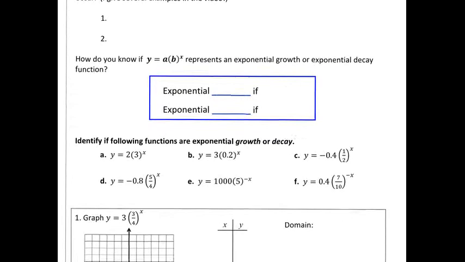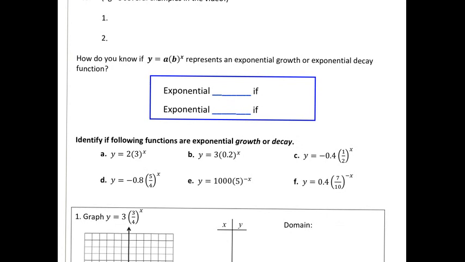Okay, so how do you know if y equals a times, remember we're using r, a times r to the x power represents an exponential growth or decay function? So it's exponential growth if r is greater than 1. And it's exponential decay if r is less than 1. So just by looking at the ratio, you'll automatically know if it's growth or decay.